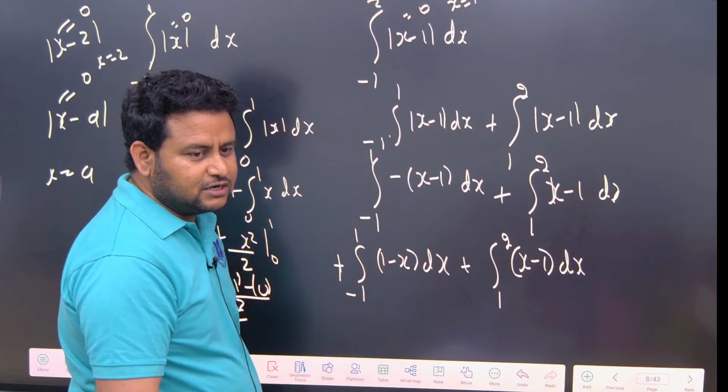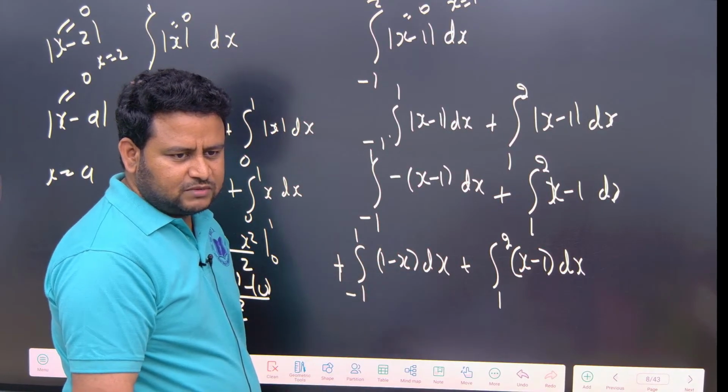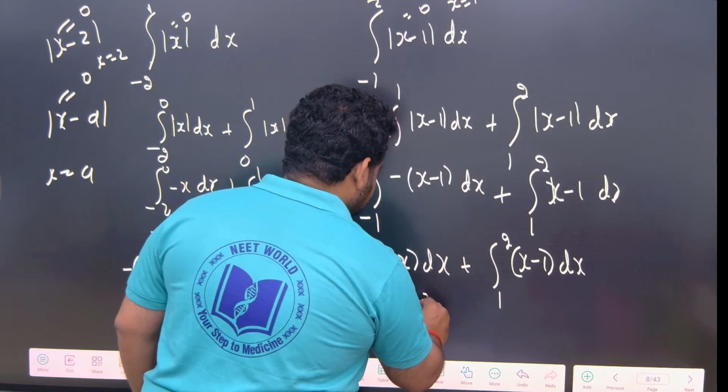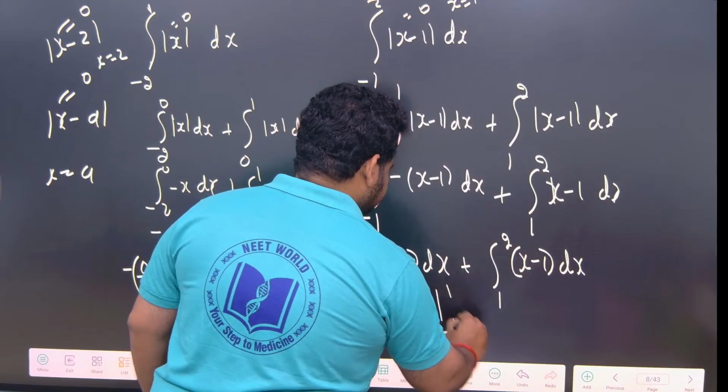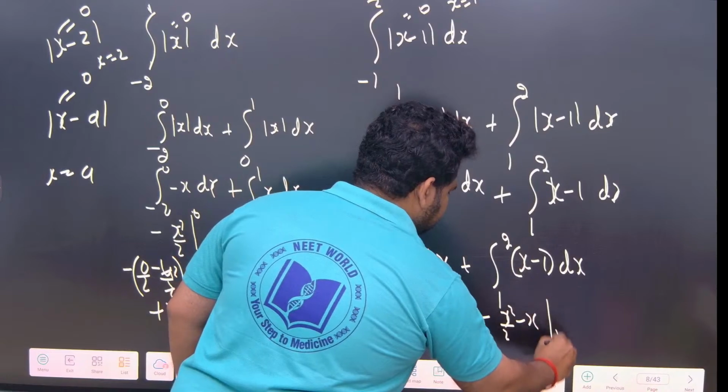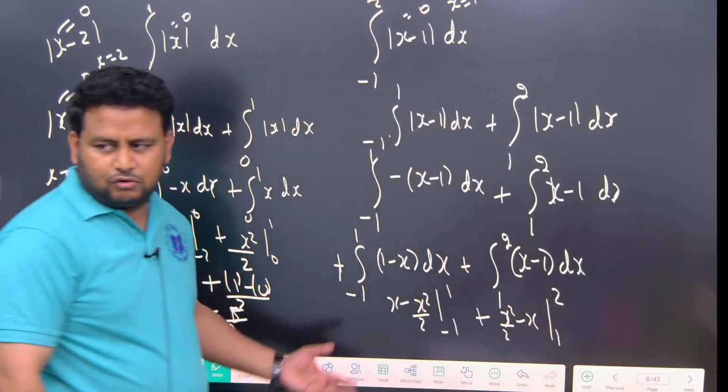The integral of 1 minus x is x minus x square by 2, from minus 1 to 1. And the integral of x minus 1 is x square by 2 minus x, from 1 to 2. You know how to apply the limits, right?